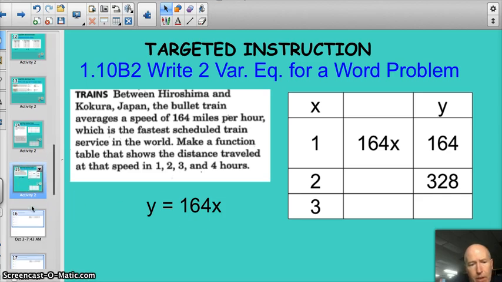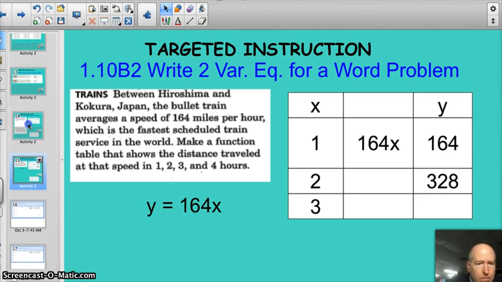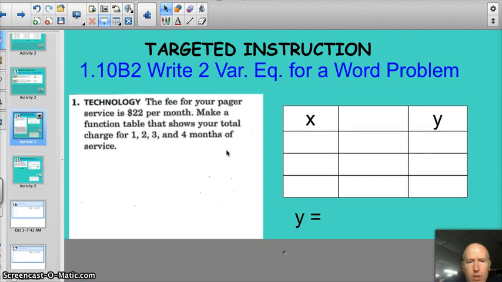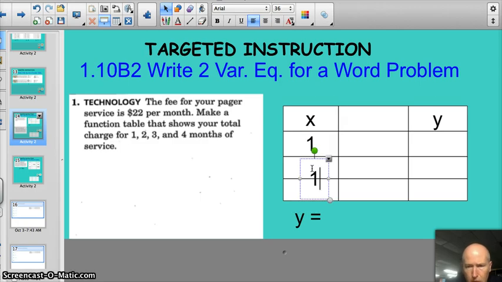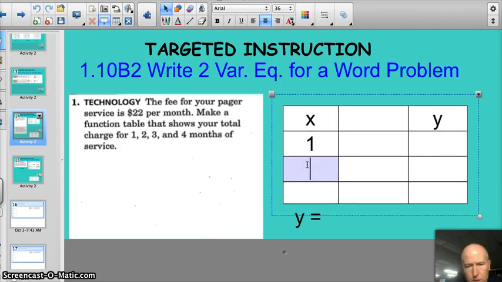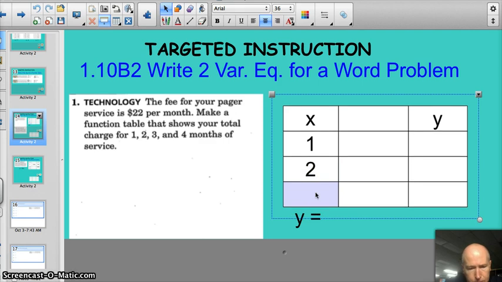Okay? And one other problem for 10.10b2, writing this 2-variable equation. The technology fee for your pager service is $22 a month. Make a function table that shows your total charge for 1, 2, 3, and 4 months. Again, we're focused on writing the table here, so in the equation, not solving the problem. So we're just going to go 1 month, 2 months, and 3 months.